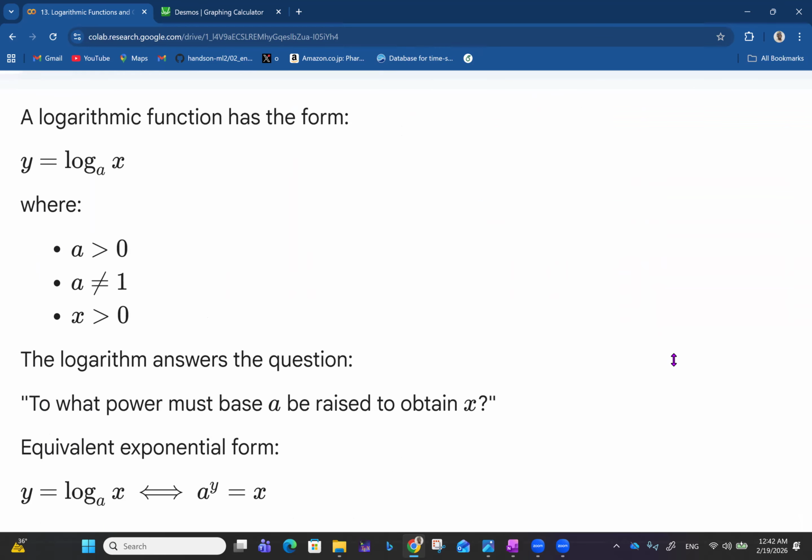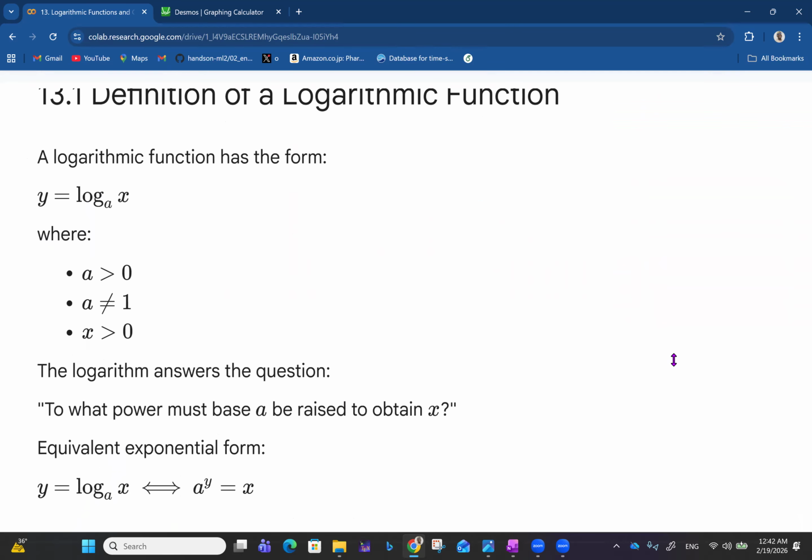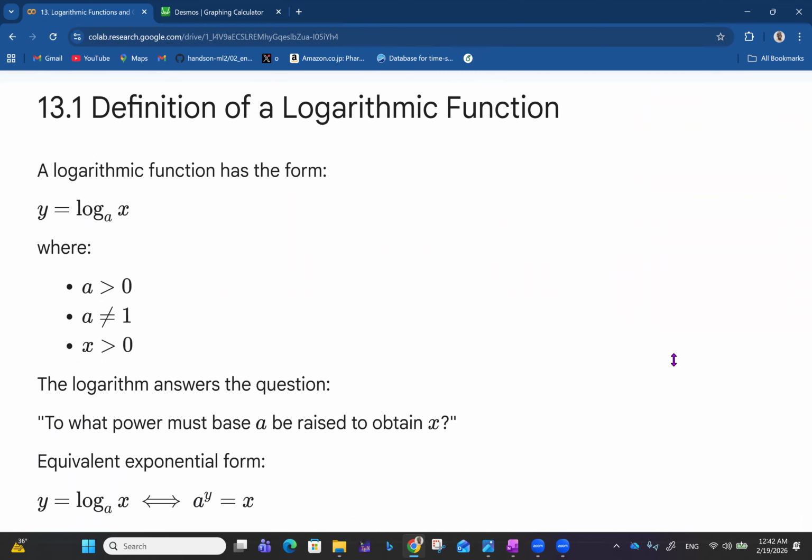So first off, we consider the definition of a logarithmic function. Of course, we've been doing that in every video on logarithms. A logarithmic function has the form y equals log x to base a, and that base a must be greater than 0. It has to be positive. Then a has to be not equal to 1. So in summary, a should be greater than 1 in short. So a greater than 1 combines these first two conditions.